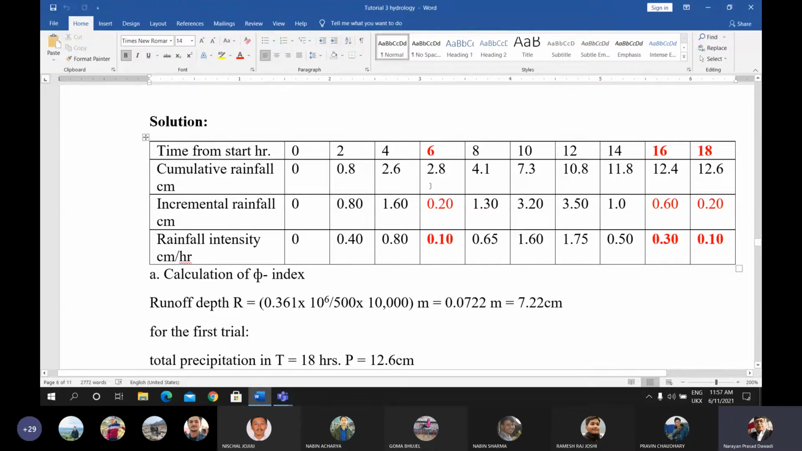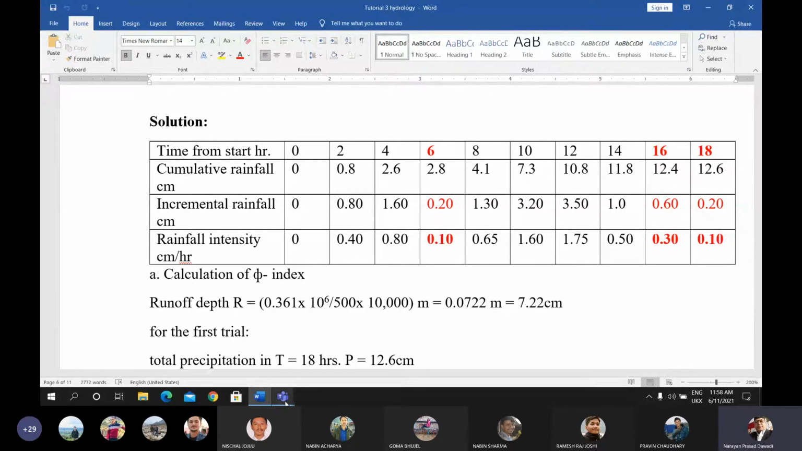Okay, and you will get the incremental rainfall. 2.8 minus 2.6, 0.20. 4.1 minus 2.8, 1.3. 7.3 minus 4.8, 3.2. 10.8 minus 7.3, 3.5. 11.8 minus 10.8, 1. In this way, the incremental rainfall is considered. This incremental rainfall is for the 2 hours. The time duration is 2 hours.